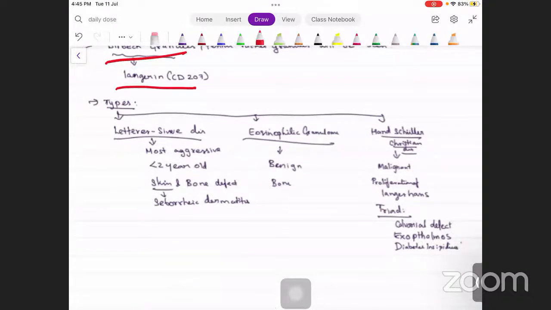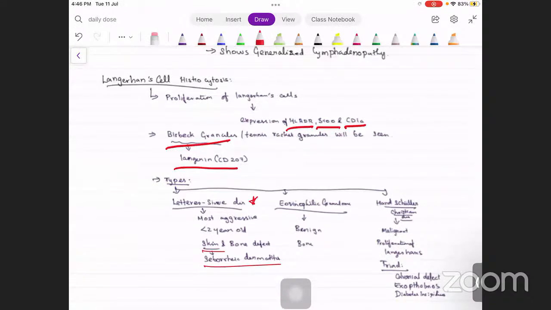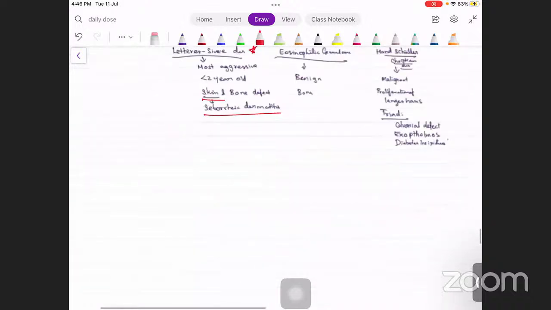Among that, Letterer-Siwe is very, very important, where you see the skin and bone defect, you see the seborrheic dermatitis. So speaking about the Langerhans histiocytes, what are the things you have to remember? Birbeck or tennis racket granules, Langerin protein, which is CD207, expression of HLA-DR, S100, CD1a, and complication Letterer-Siwe disease, where you see the seborrheic dermatitis.